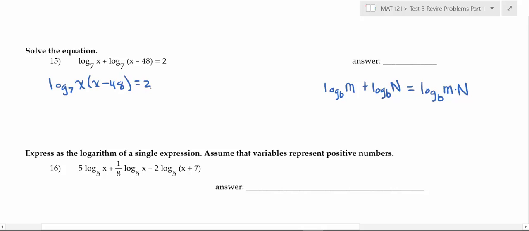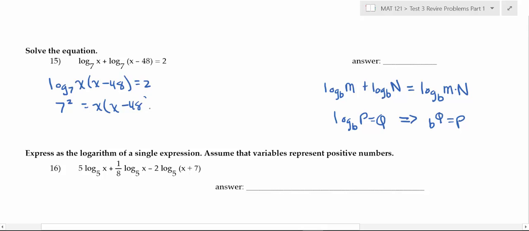All right, now you can write this in exponential form. The idea is if you have a log base b of p equals q, you can write that as b to the q equals p. So we're going to do that. We're going to say 7 to the 2nd is equal to x times x minus 48.